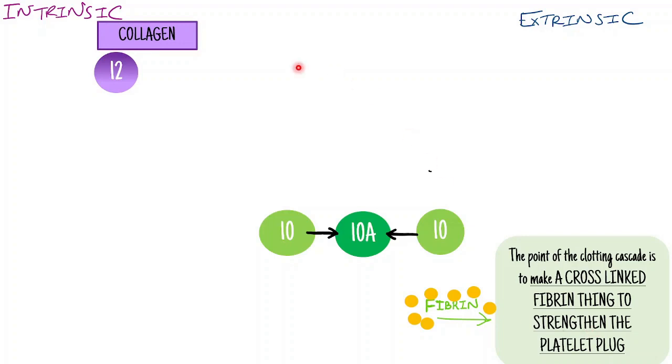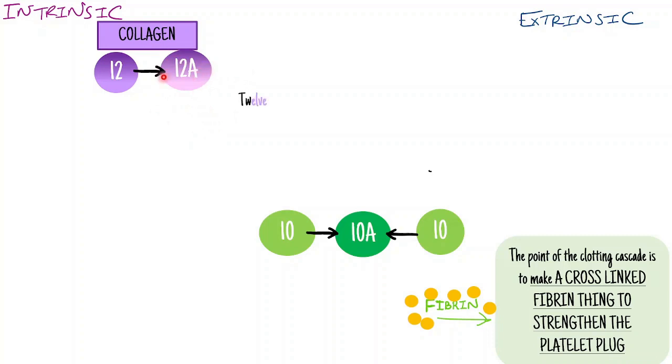This happens when your blood is exposed to collagen. Collagen is released upon injury. Collagen is something that makes up the basement membrane of your vessels. So if your vessels have been injured, now there's going to be collagen that has escaped from the basement membrane into the blood itself. This collagen is going to convert a factor called factor 12, and it's important to know the names of these factors, into something called activated factor 12.